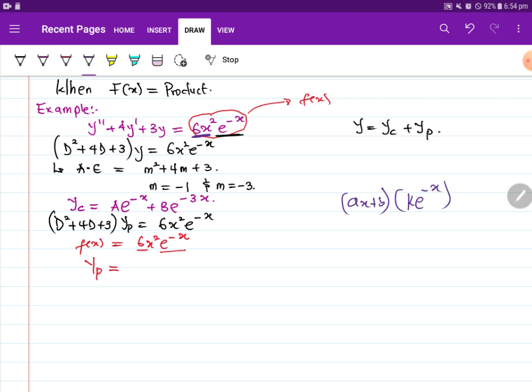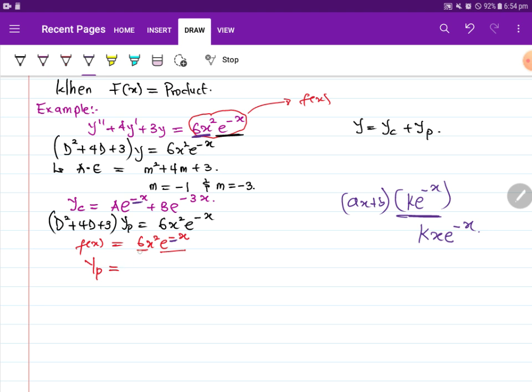But I notice that my exponential is minus 1, meaning my b is minus 1. And inside my yc, I'm having minus 1 here. Now, it's the same, and we all know the rule. Once it is the same, we won't use this. We'll use kx exponential minus x. Okay, now let's write.